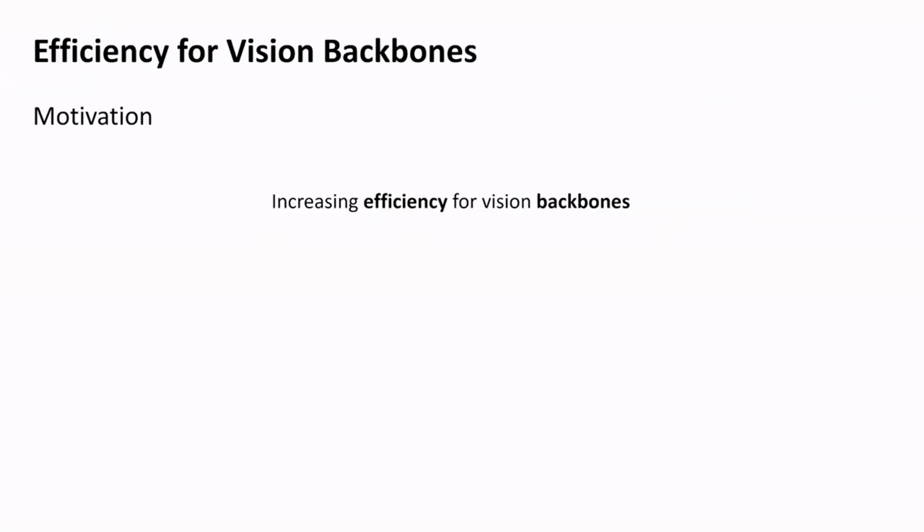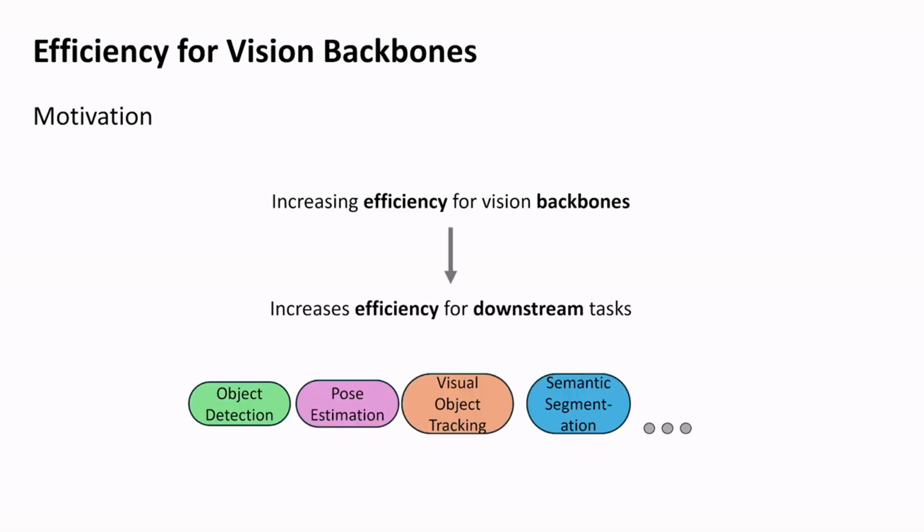Vision backbones are a vital component in many computer vision applications. If the efficiency of backbones is increased, the efficiency of downstream tasks is also automatically increased. For this reason, many applications try to optimize the architecture of vision backbones and optimize their speed-accuracy trade-off.